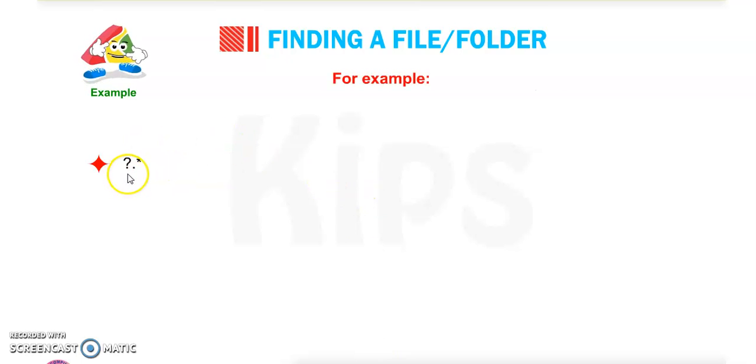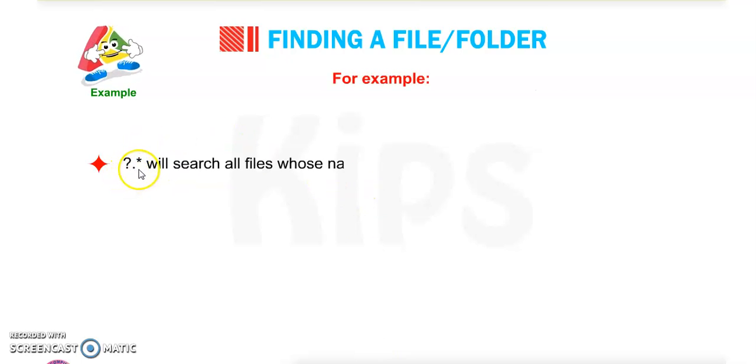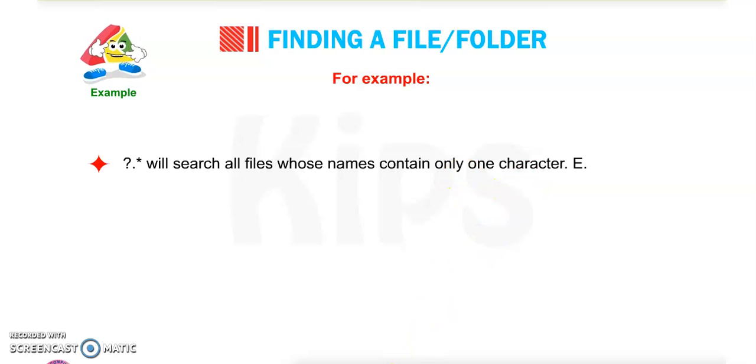For example, question mark dot star will search all the files whose names contain only one character. It means those files whose name has only one character, and the list will be different, like l.doc, r.pps, and e.txt, etc.